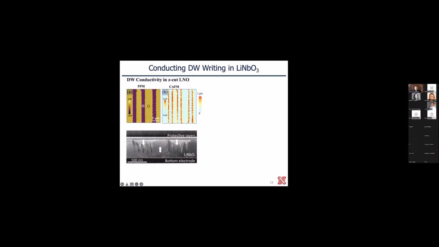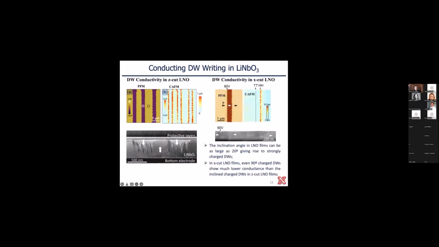we created these structures in X-cut lithium niobate samples, and in this case, we found that the current level is an order of magnitude lower here than here. Here we have a perpendicular domain wall. Here we have just inclined domain walls. Nevertheless, they show much higher conductivity.